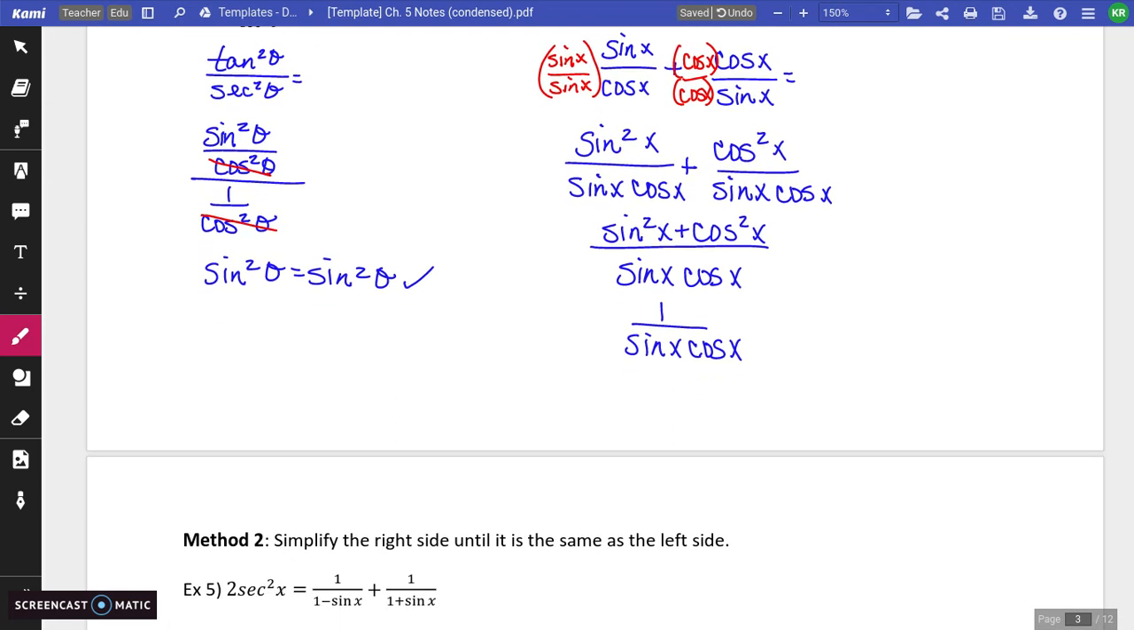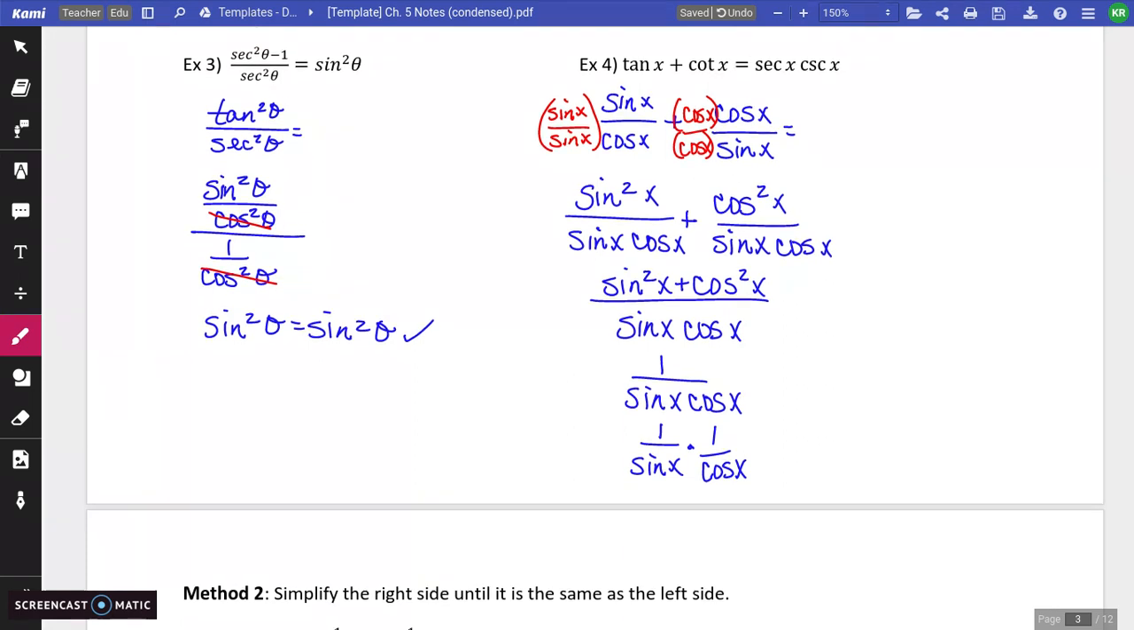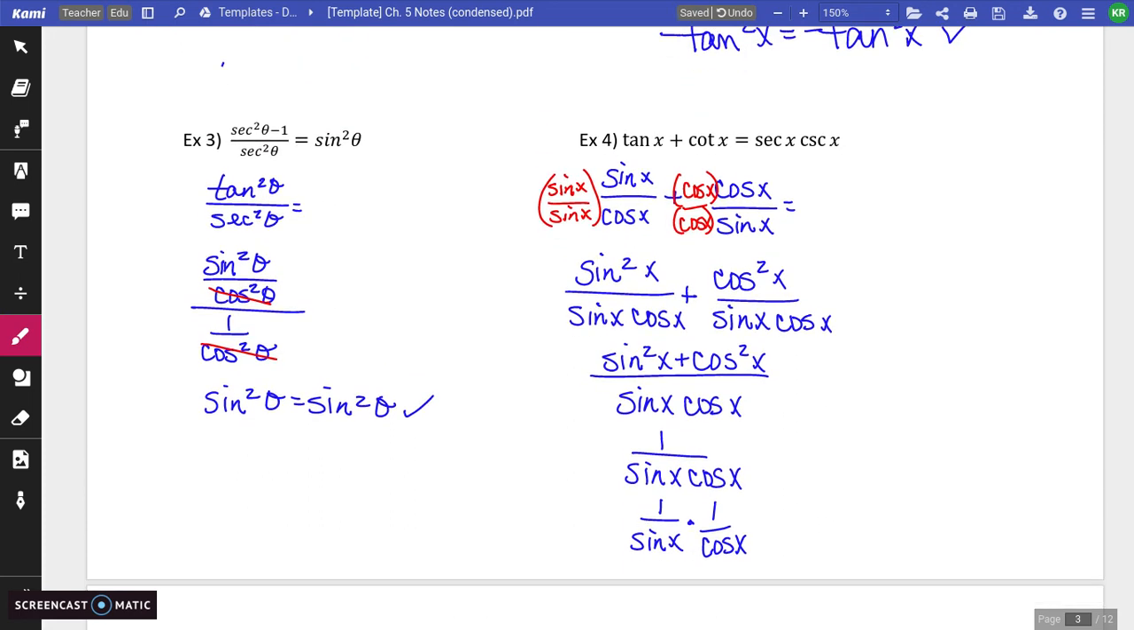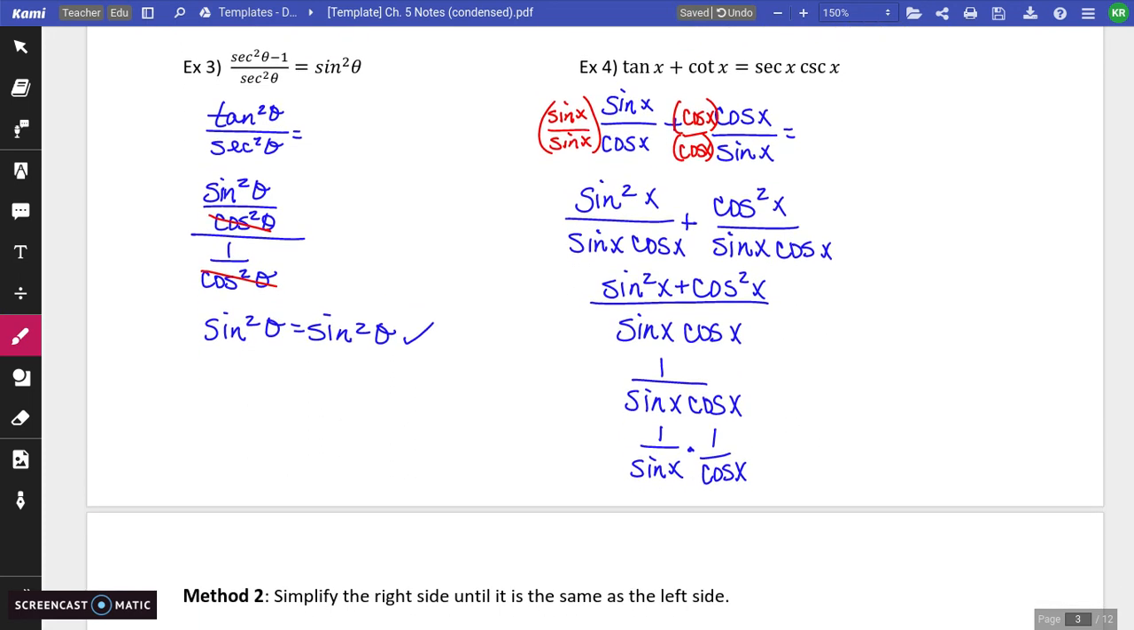Well, I can split that apart. So this is going to be 1 over sine x times 1 over cosine x. Well, 1 over sine x is cosecant, and 1 over cosine x is secant. So there is my secant x times cosecant x.